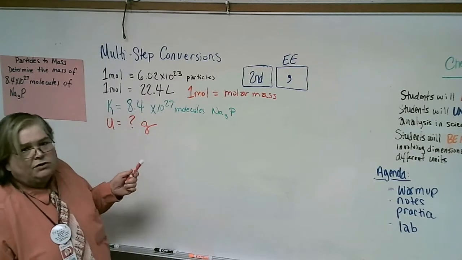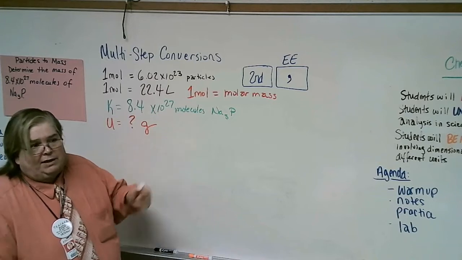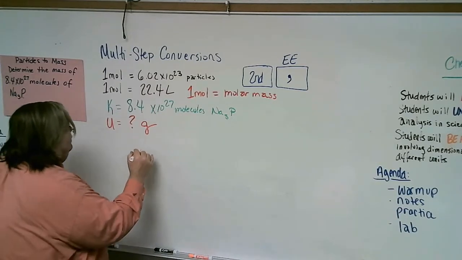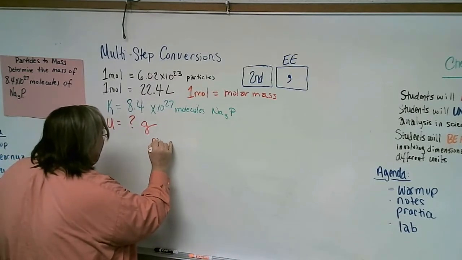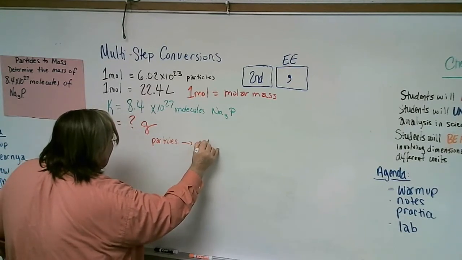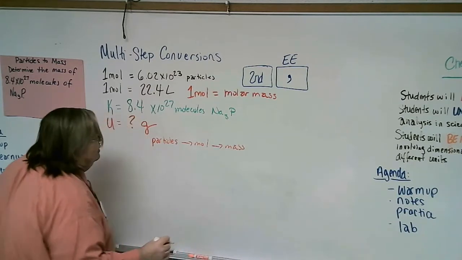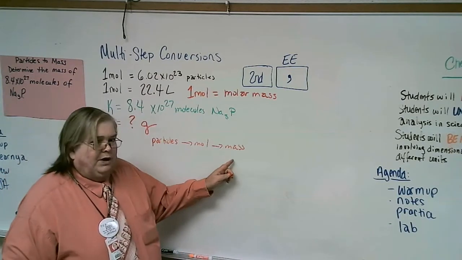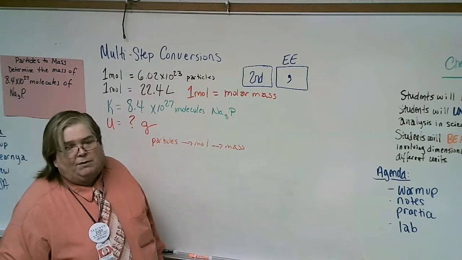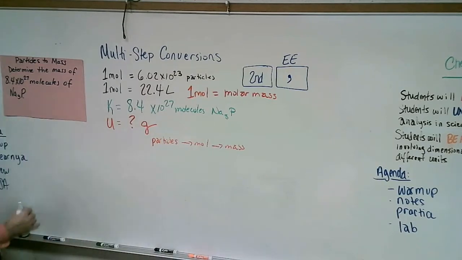Okay, so we can't go straight from particles to mass. We have to go through moles. So let's set up our logic path. We have particles, we have moles, we have mass. One thing we have to figure out here for mass, first things first, we need to find the molar mass.